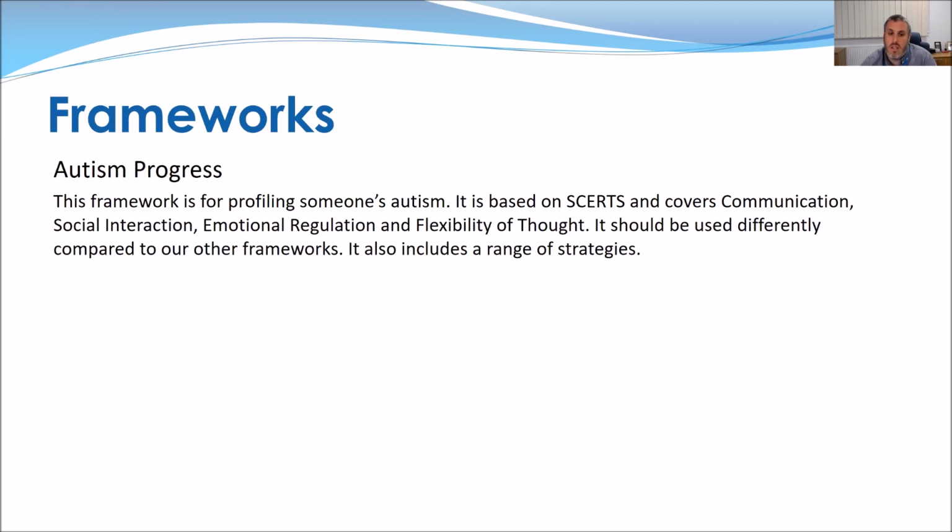So Autism Progress, as it says here, covers communication, social interaction, emotional regulation, and flexibility of thought. And it's designed to build a detailed profile of that person's autism and then help you identify what those next steps are. It's very different to how you'd use our other frameworks, because this is more about profiling and less about progress. And we did run a webinar last week on Autism Progress. So if you head to our blog, you can go watch that and find out more about Autism Progress.